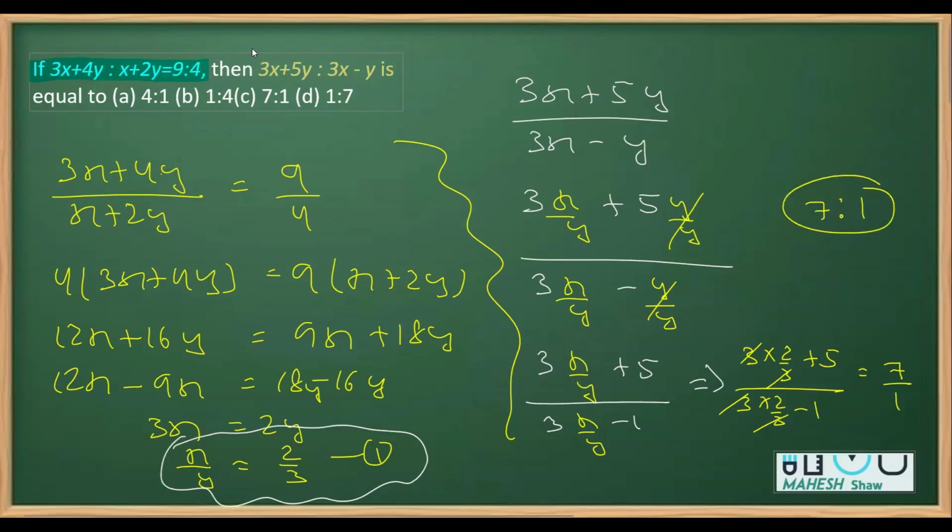Let's check, do we have? Yes, we have 7:1. That is option C is correct in this case.